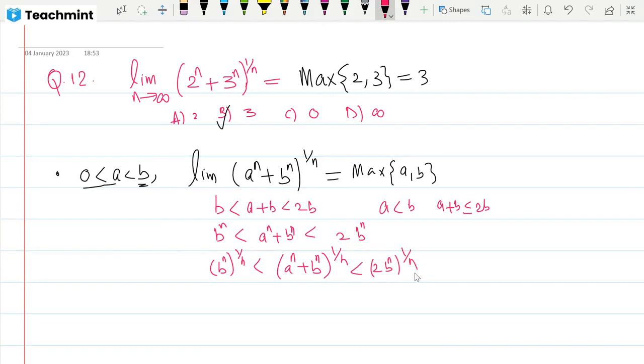Now you take the limit n tends to infinity on both sides. So the left hand side becomes B only. And this is A power n plus B power n whole power 1 by n, and we are taking the limit of this one. So this is less than 2 power 1 by n times B. As n tends to infinity, 2 power 1 by n is 1.